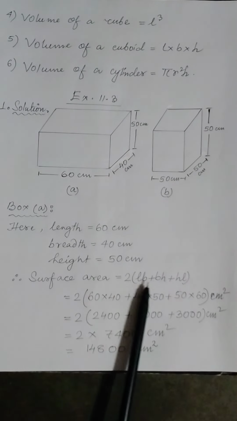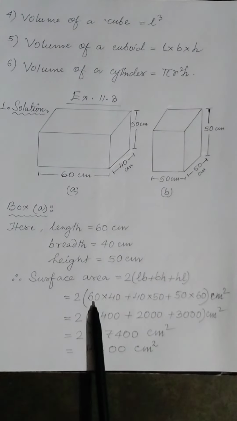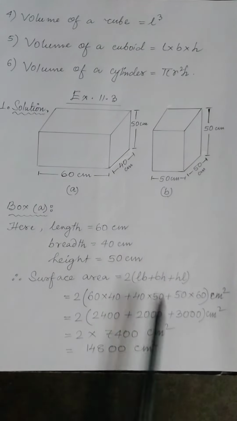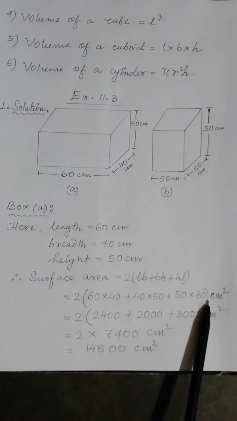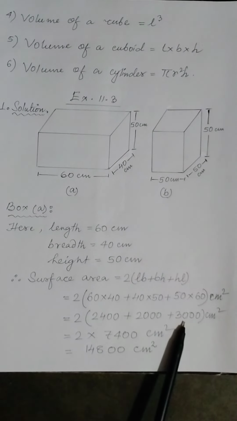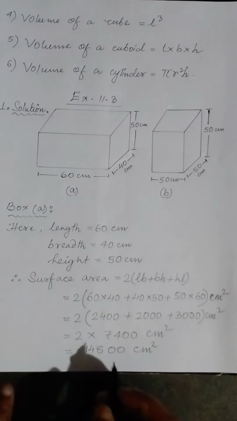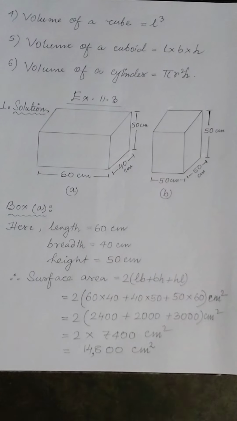Surface area is how much? 2 into L into B, B into H, H into L. So 2 into 60 into 40, length into breadth, breadth into height, height into length. Now, 60 into 40 is 2400, 40 into 50 is 2000, 50 into 60 is 3000. Now, 2400 plus 2000 is 4400, plus 3000 is 7400. So 14,800 square centimeter. This is the surface area of the box A.